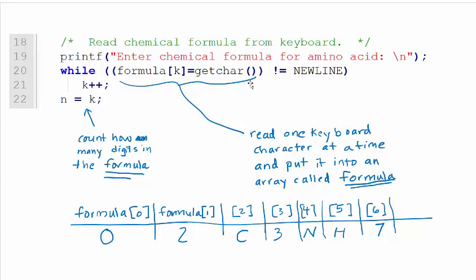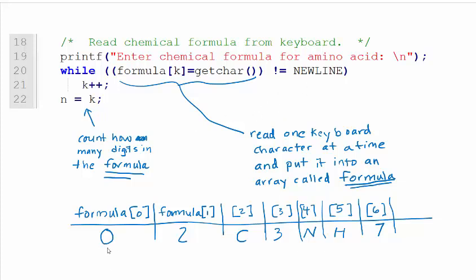So, while you're getting a character and your character is not a new line, you are going to do this. I think this is a clever way of doing this. Read one keyboard character at a time and put it into an array called formula. And while you're at it, count how big that array is, and then I'll say n is the size of that array. And this is what the array looks like when the user is done. This while loop will continue until the user hits a new line.